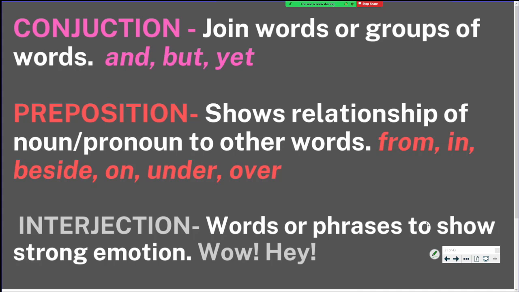Prepositions, they show relationships between nouns and pronouns to other words. They tell us where something is. So inside, outside, on, under, over. They tell us when something happens. So during, after, before. And the final one is interjections. These are words or phrases to show strong emotion, like wow or hey, and they typically have an exclamation point at the end of them. They're usually like a one word sentence.